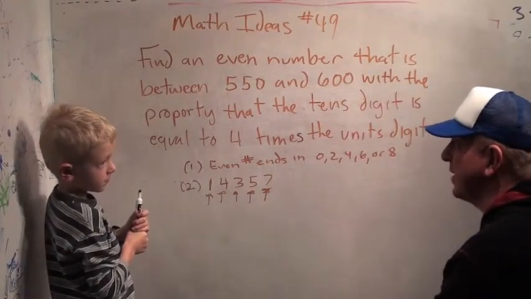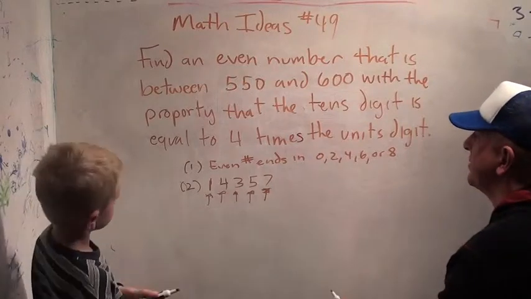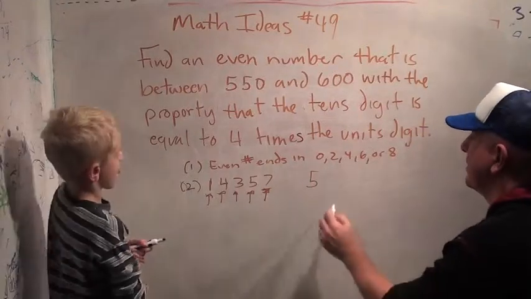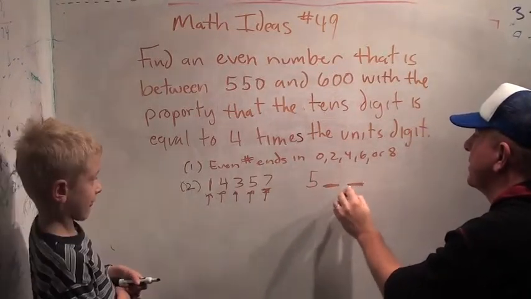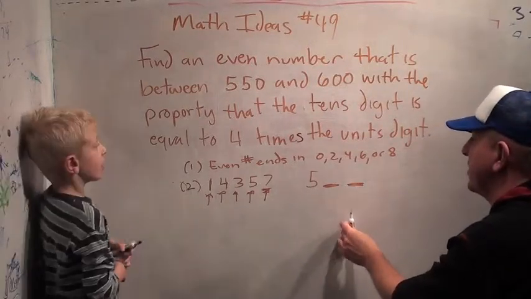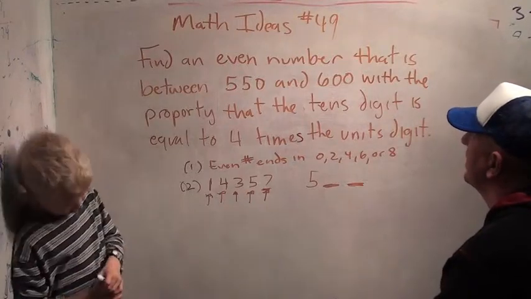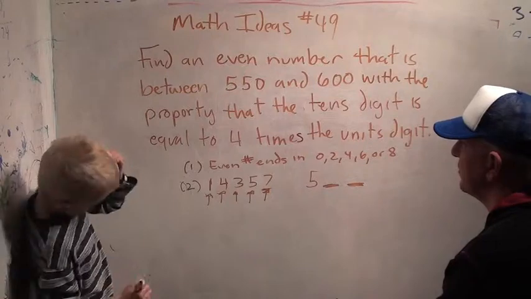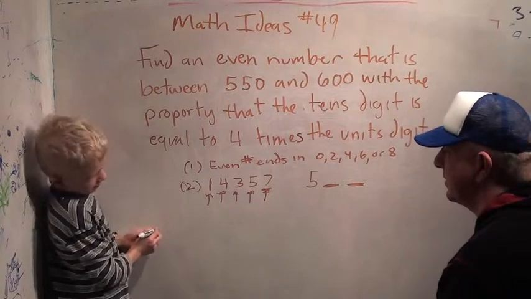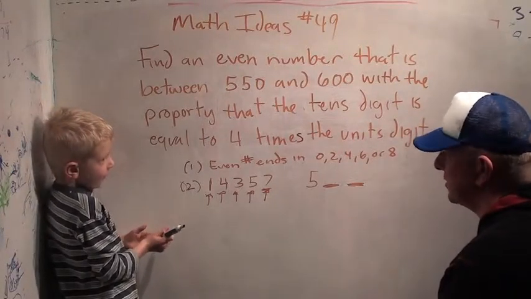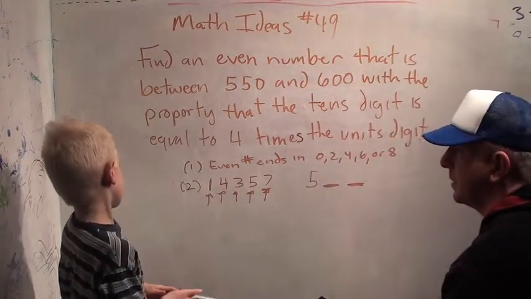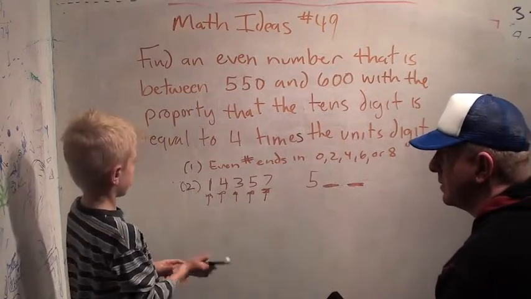Okay, you ready to go back to the problem? The tens digit is equal to 4 times the units digit. So we have a number that's going to be 500 and something, and we know it's going to be even, so it's going to end in 0, 2, 4, 6, or 8. And the tens digit is 4 times the units digit. How are we going to figure that out? Well, what can the units digit be?